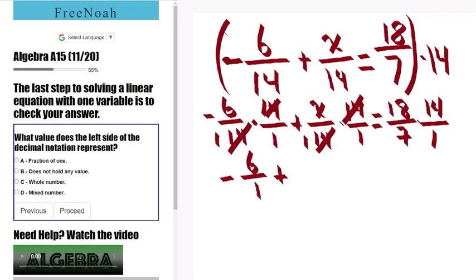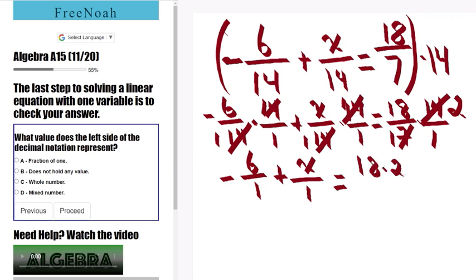Let's not forget to add the 1s here. And 7 goes into 14 twice. So this 14 here on the right side of the equation is going to scratch off to a 2. And the 7 is going to scratch off to a 1. So now what we're left with here is negative 6 over 1 plus x over 1 equals 18 times 2 over 1.